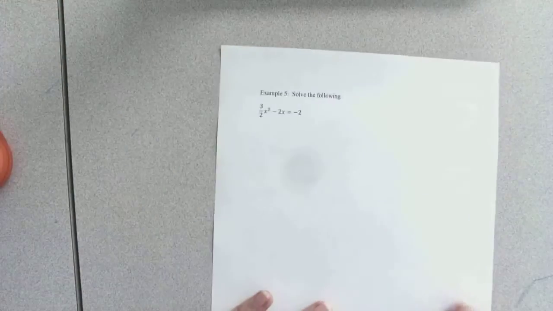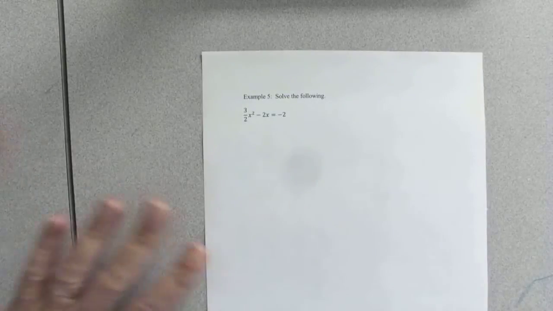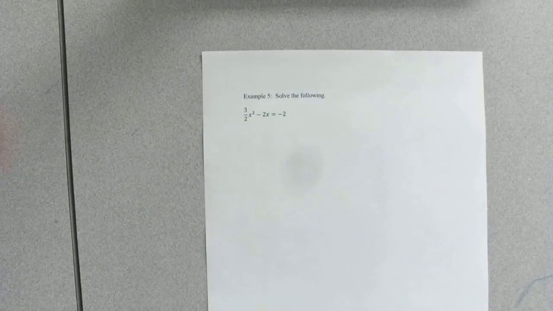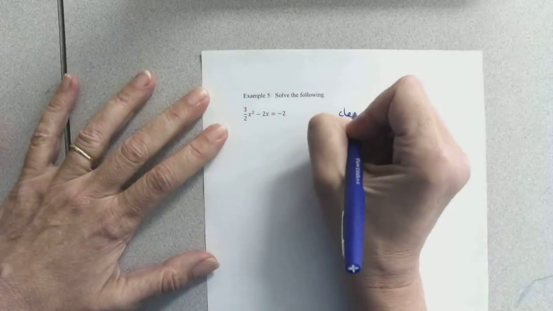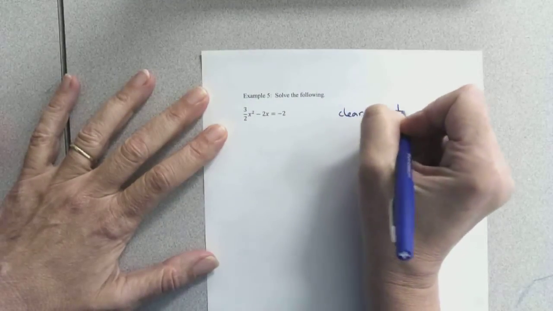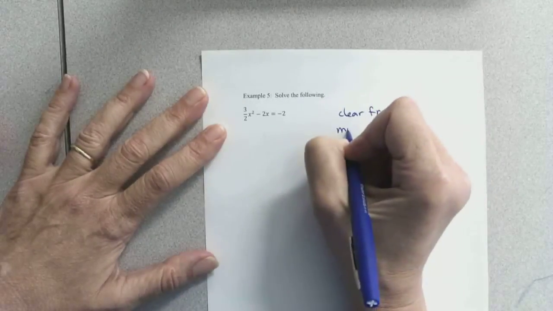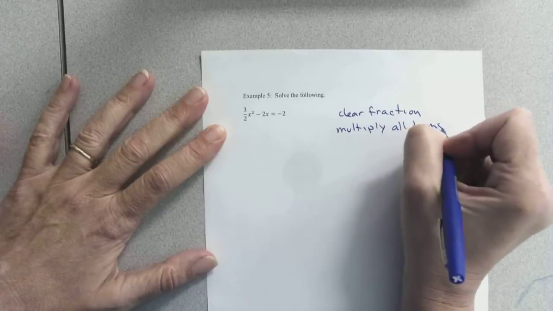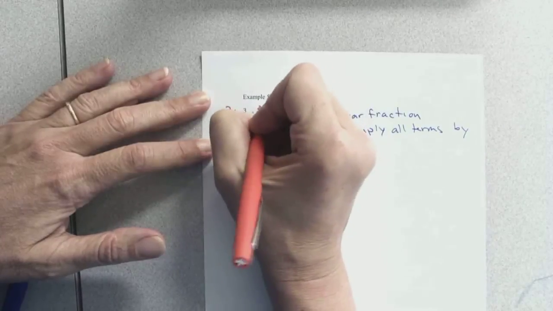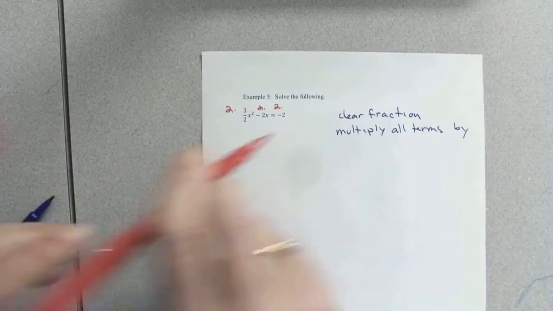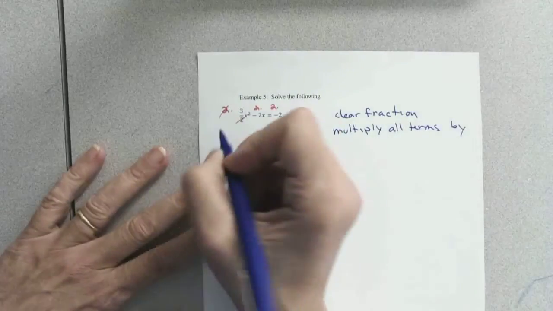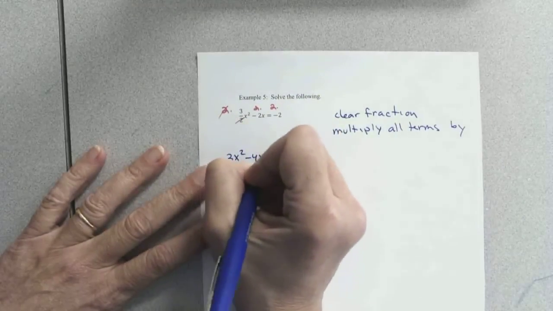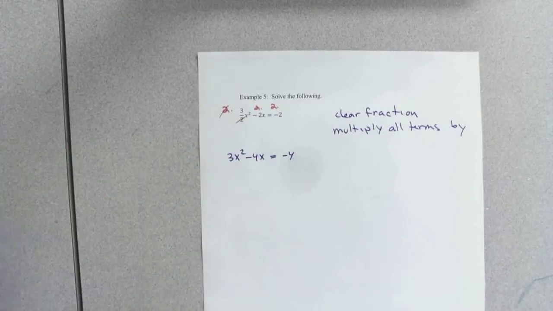So let's do a problem. Okay, 3 halves x squared minus 2x equals negative 2. First thing I'm going to do is clear the fraction. You have an equation with a fraction, clear the fraction. I'm going to multiply all terms by 2. So 2, 2, 2. The 2's cancel. So I get 3x squared minus 4x equals negative 4.